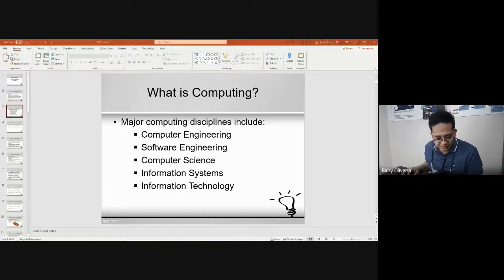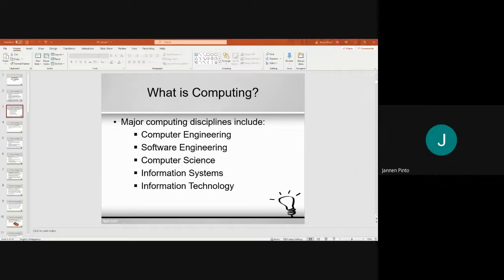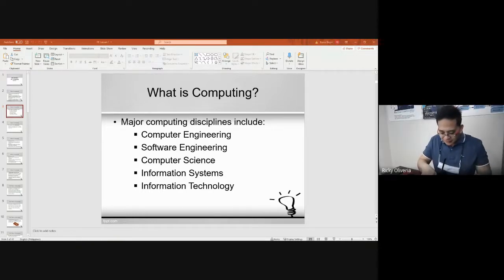Okay. Pakinggan nga natin yung iba, yung mga hindi nagsasalita. Okay, tatawag ako. Pag-process po ng data, sir. Okay, nagpa-process ng data. Okay, so IS, information system, they are the managers. They manage.